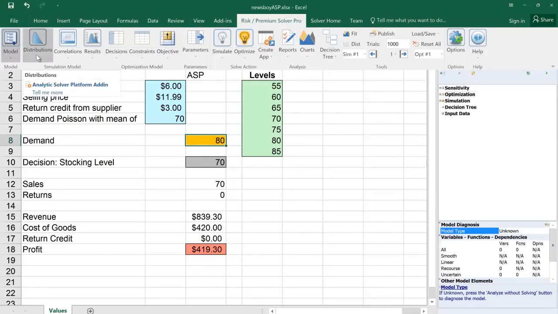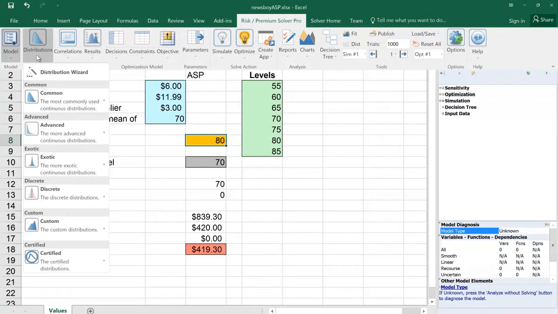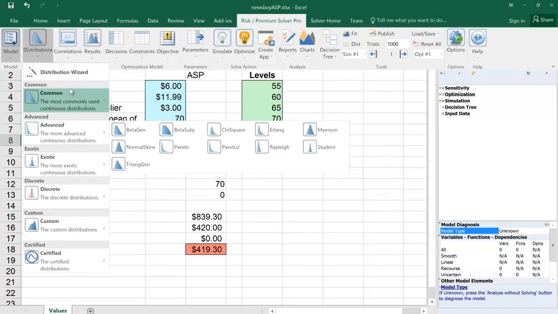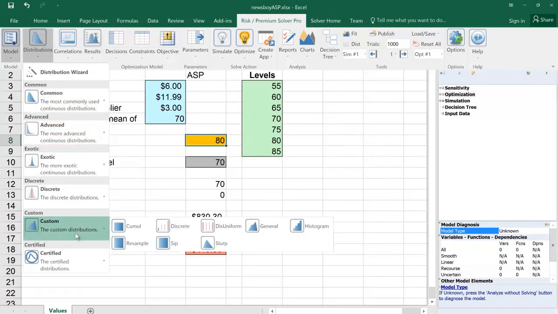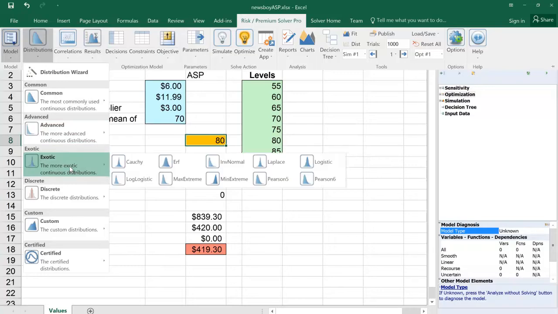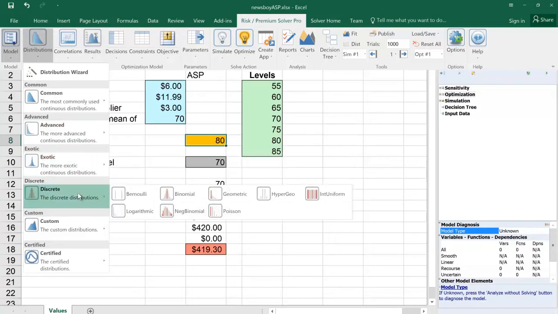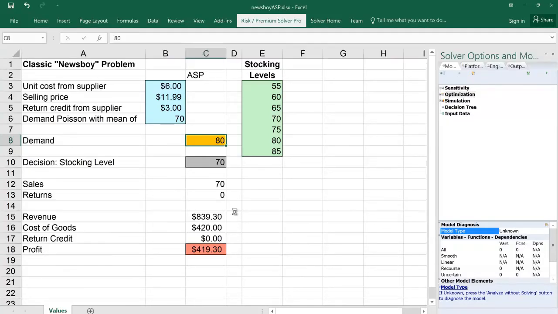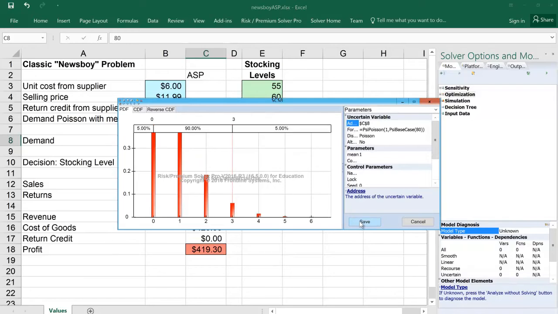And we have distributions. Here, Resolver has a very nice broad set of different distributions that we can pick from. There are continuous distributions, advanced distributions, exotic distributions, and then we have discrete distributions here. Because we're talking about quantity, in terms of number of magazines or newspapers that he's selling, we're using a discrete one, and it's going to be Poisson. So Poisson, save.